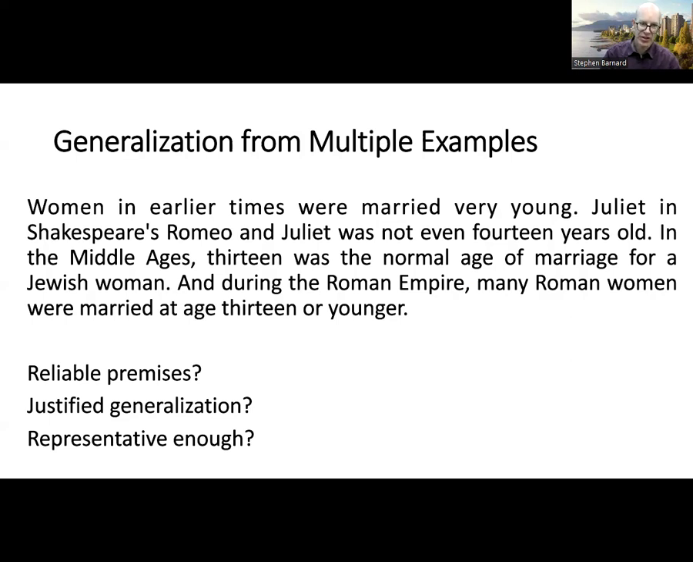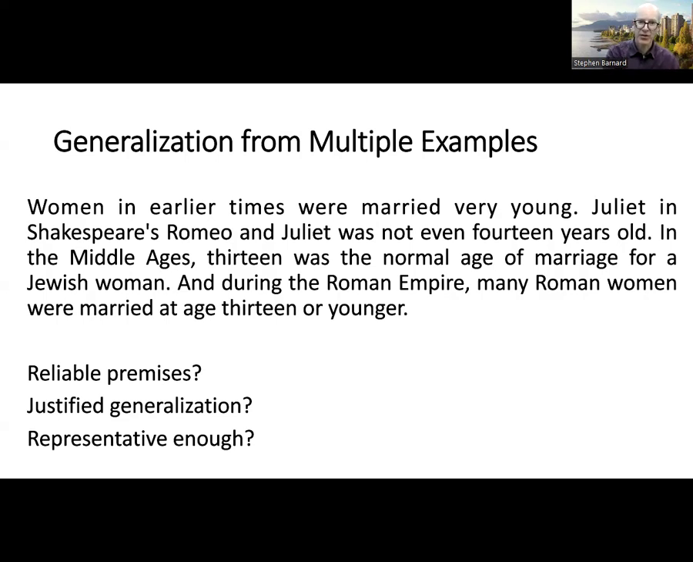So in this generalization, women in earlier times were married very young. The person making this generalization gives three examples. We have Juliet from Shakespeare's Romeo and Juliet. So a fictional character, yes, but one that is not out of place in its time. People watching Romeo and Juliet in a theater in Renaissance England probably wouldn't have thought it very strange that such a young girl was getting married. So she is used as an example for English society. A fictional character, but one that is in place with its time.